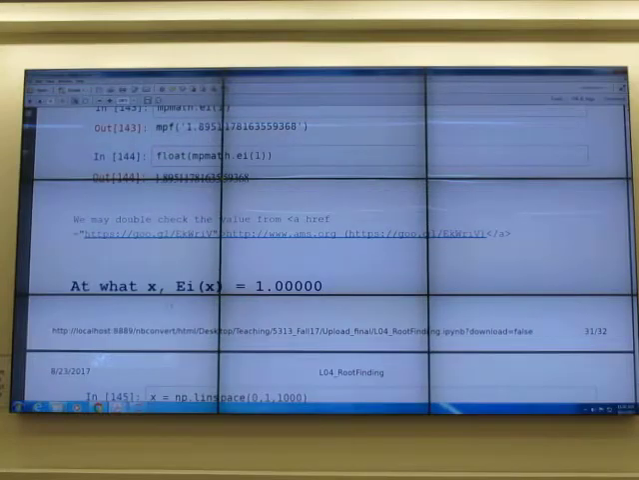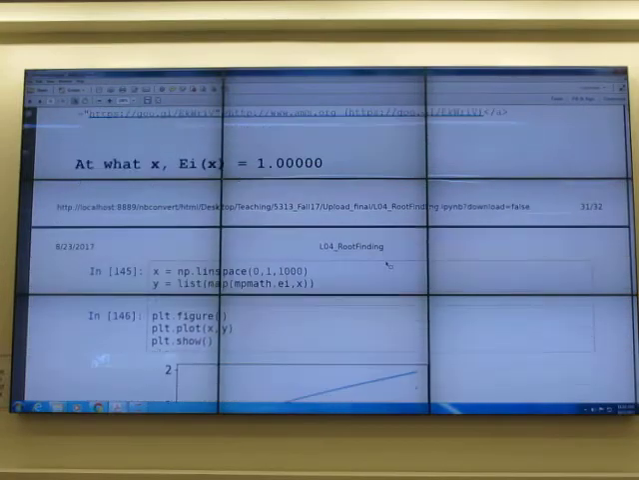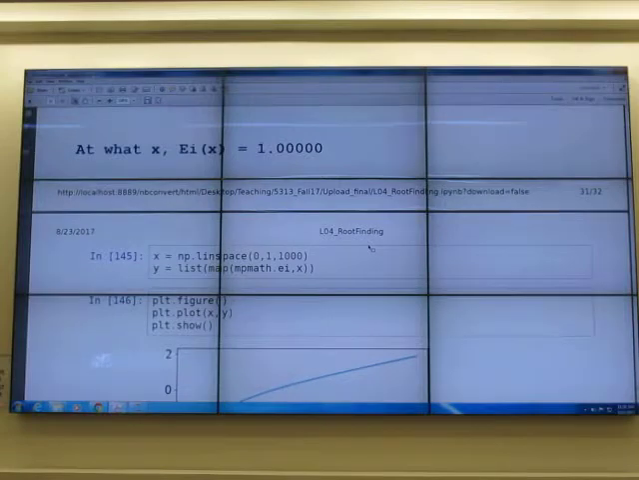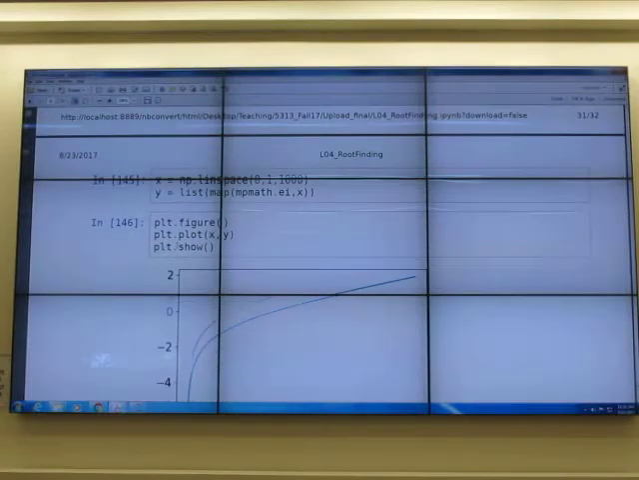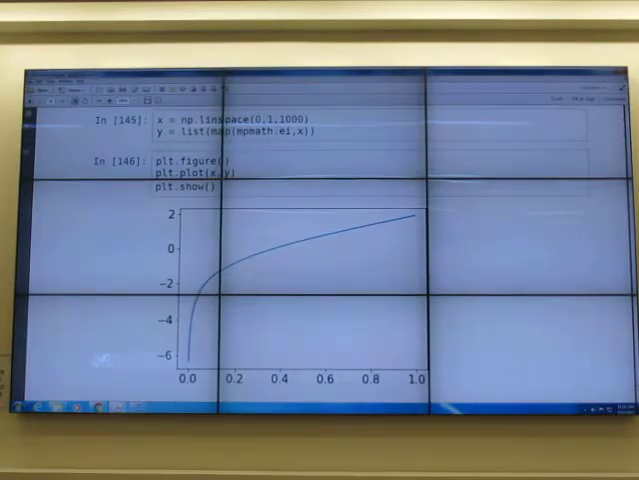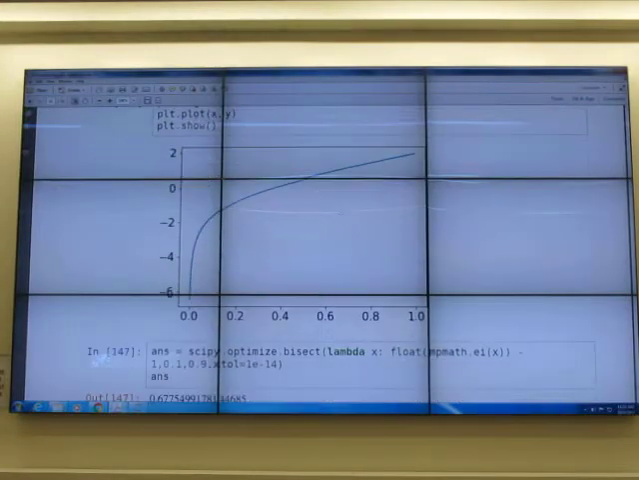Alright, now let's check. At what x does e^ix equal 1? Let's see, we want to know that. So I plot the graph between x and e^ix, and I get this graph. So it should be somewhere between 0 and 2. I plot the graph first.